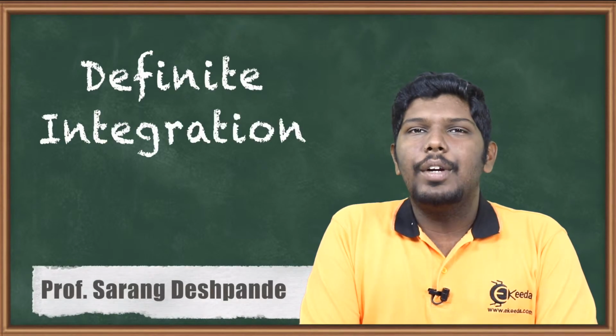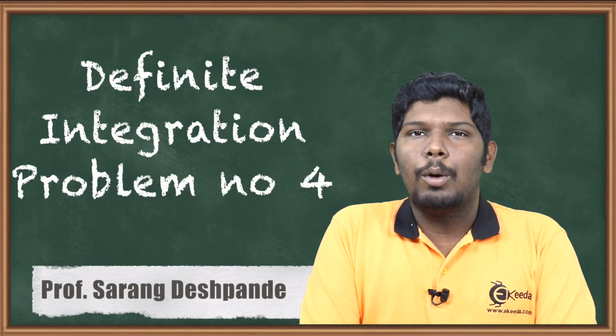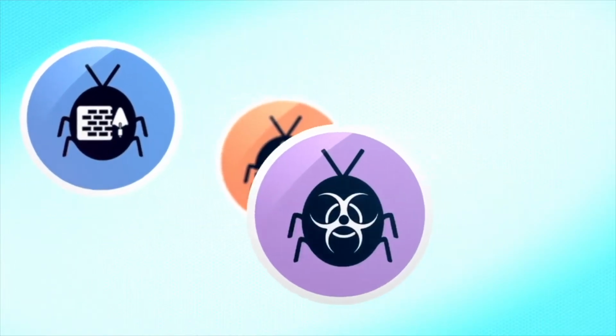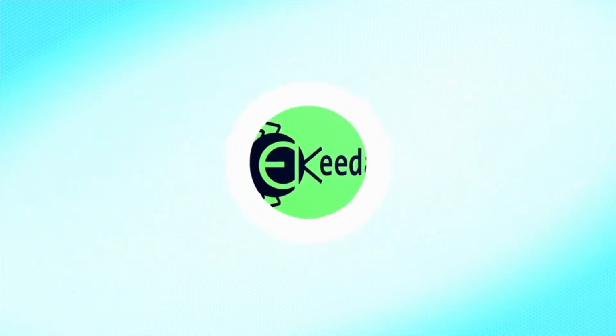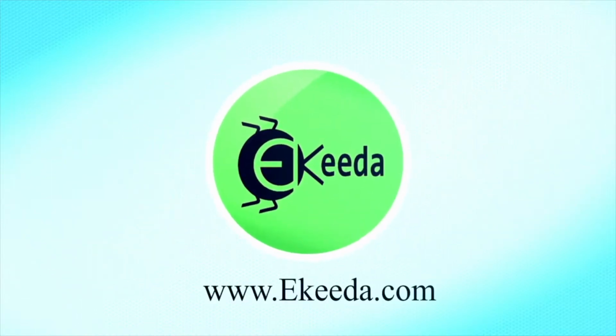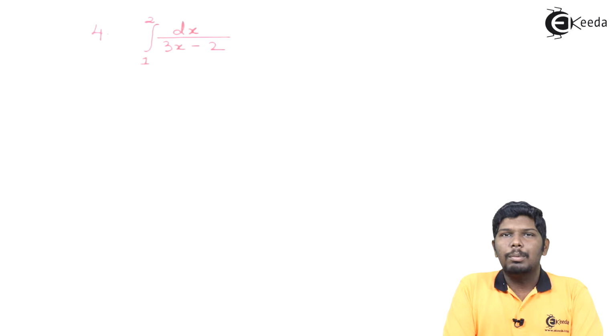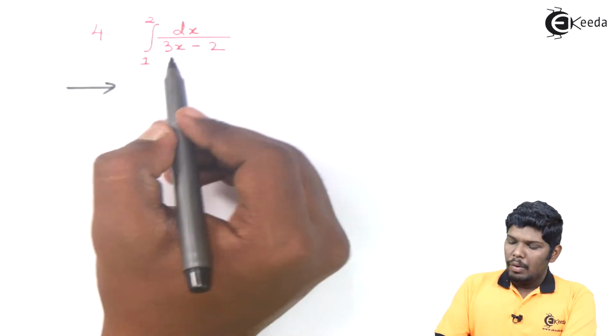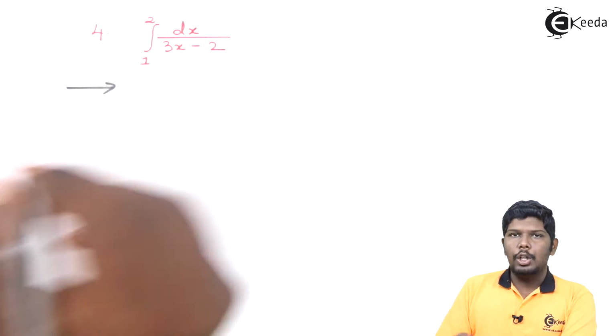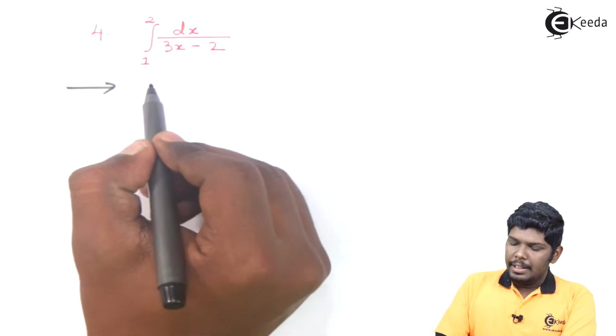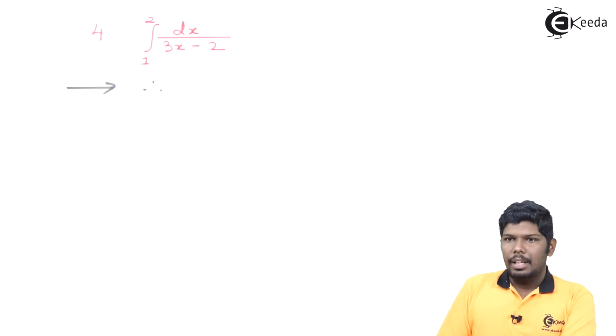Hello friends, in this video we are going to see one more problem on basic definite integration. Let us start with problem number 4. Integral 1 to 2 dx upon 3x minus 2. Let us consider this given integral as I.